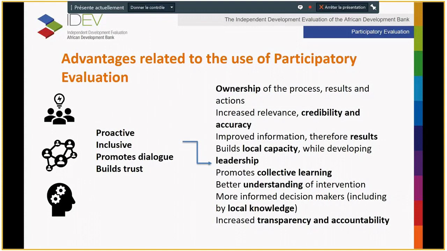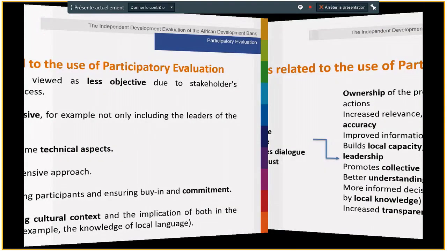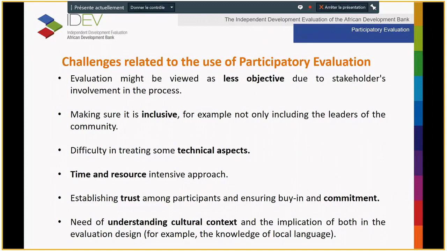Of course, with all advantages, there are also challenges. We would like to call your attention to a few of them. The evaluation might be seen as less objective. It is up to the evaluator to have enough backup technical, evidence-based information to be able to defend the findings and conclusions in an objective way.